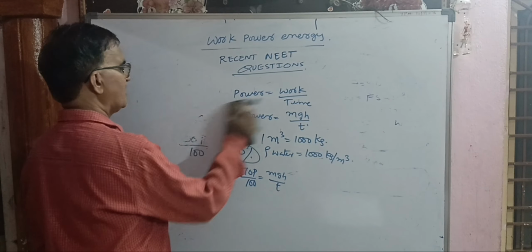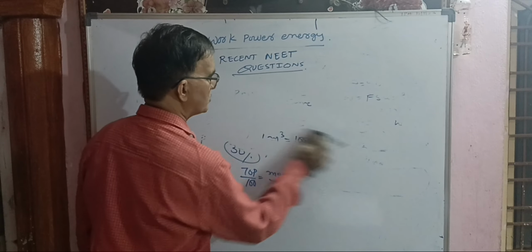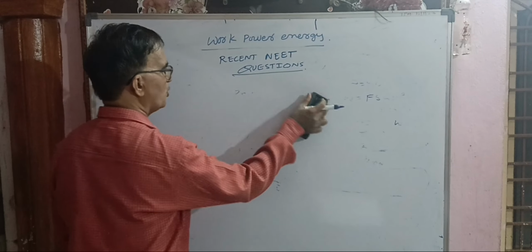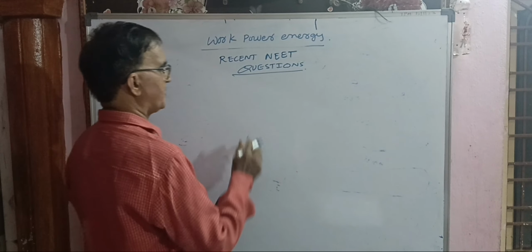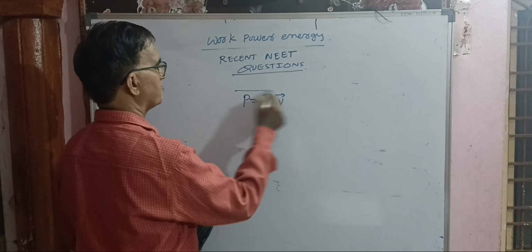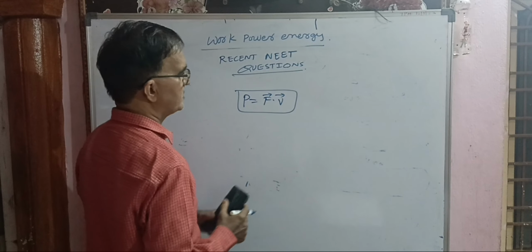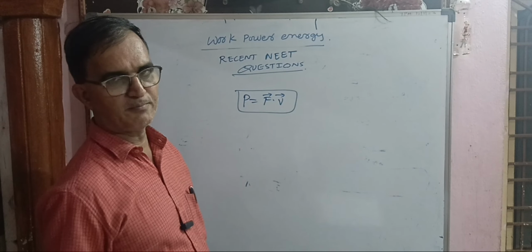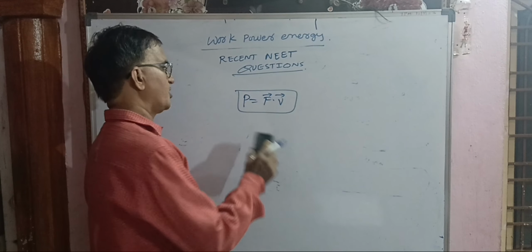And next, we can also write power as force into velocity. Power is equal to F dot V. This is another formula. F dot V is a dot product, so you will get only a magnitude value. Okay, you have to apply the dot product.